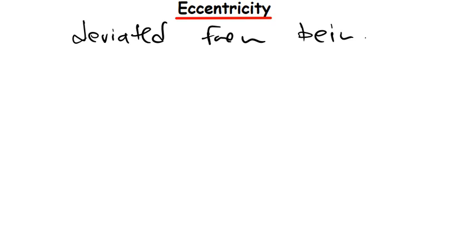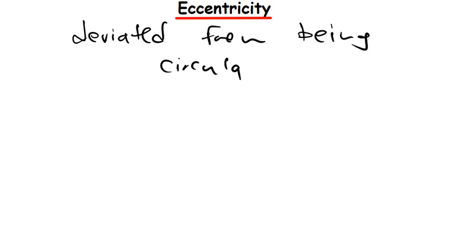Alright, so in this video, we just want to explain what eccentricity is. Eccentricity is just a number associated with each conic section, and it reveals what conic section you're talking about. Literally, I can just say eccentricity is the measure of how much a shape has deviated from being circular.